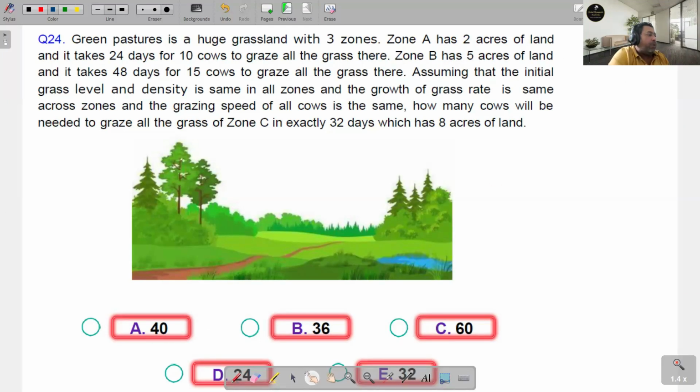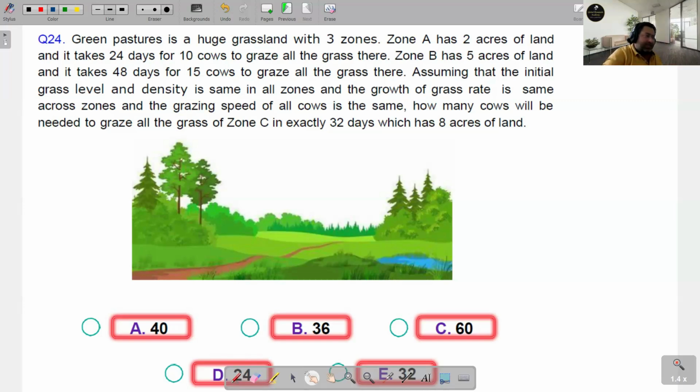Question 24. Green pastures is a huge grassland with 3 zones. Zone A has 2 acres of land and it takes 24 days for 10 cows to graze all grass there. Zone B has 5 acres of land and it takes 48 days for 15 cows to graze all the grass there. Assuming that the initial grass level and density is same in all zones and the growth of grass rate is same across zones and the grazing speed of all cows is the same, how many cows will be needed to graze all the grass of zone C in exactly 32 days, which has 8 acres of land?